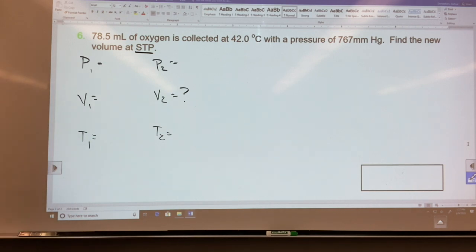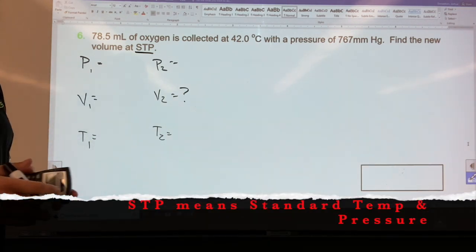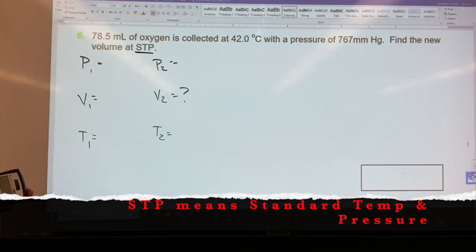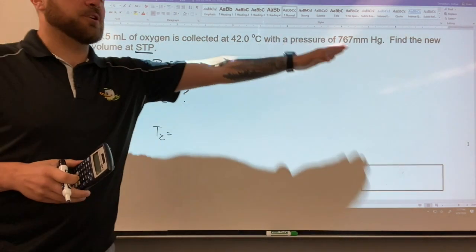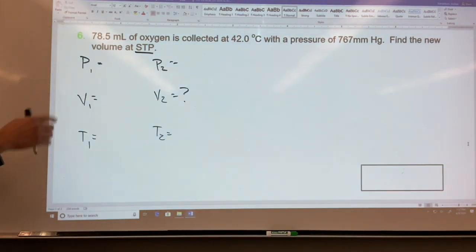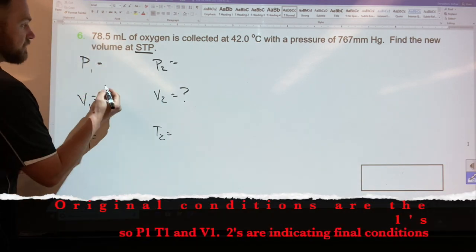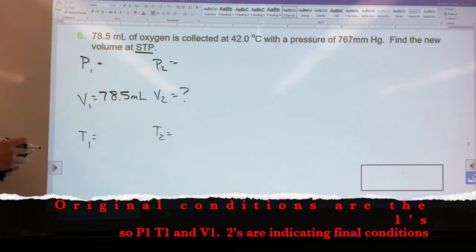STP is really important. Hopefully you've looked at your notes. Hopefully you had the Zoom call and you've heard what that means. But STP stands for standard temperature and pressure. So we'll get to that here in just a minute. So we also have all 3 of the original parameters given to us. It says that we have 78.5 milliliters. Well, that's a volume. Okay, so 78.5 milliliters is a volume.